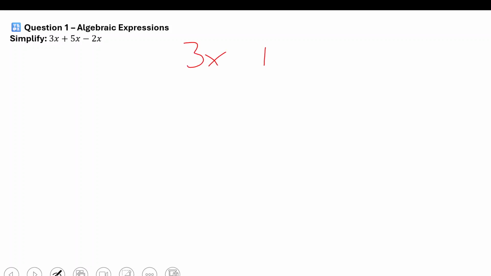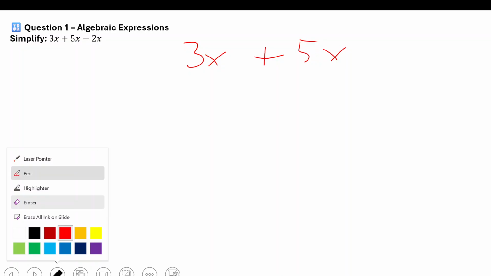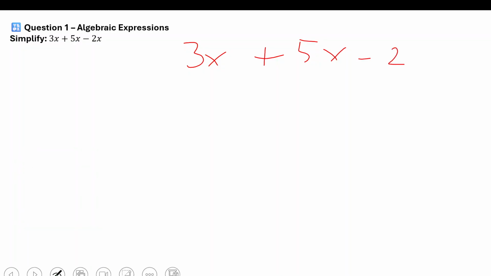So we dive in. The first question here is to simplify this algebraic expression. So I have 3x plus 5x minus 2x. Now, the thing with algebra is that you have numbers mixed with letters.